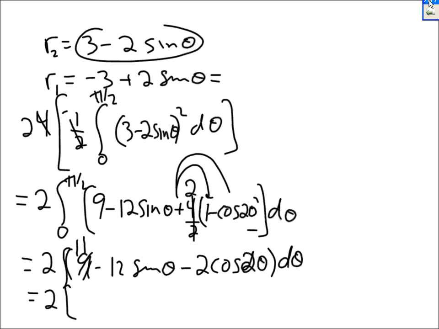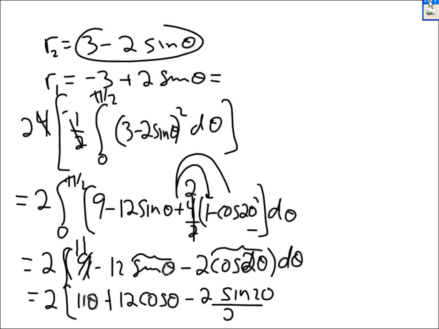Now I integrate. The integral of 11 is 11 theta, minus 12 times the integral of sine theta, which is negative cosine theta, minus 2 times the integral of cosine 2 theta, which is sine 2 theta over 2. Coincidentally, the 2's cancel. And we're evaluating from 0 to pi over 2. And we go way to the top, and we plug in.